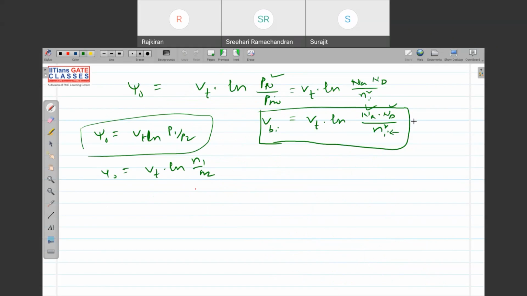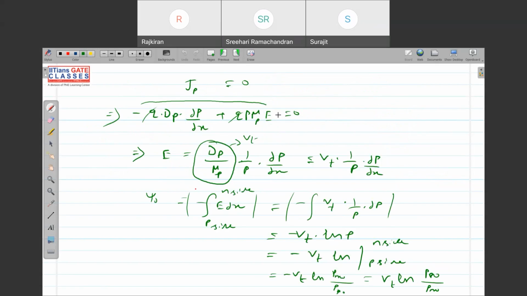Just if you remember NA ND by Ni square in GATE 2021, the question came like this. Nobody would answer. Also, I could see many coaching centers did not give the correct answer, because you have to know the source, how they derived. This is the source: in equilibrium, I got the electric field. Integrating the electric field, I got the potential.